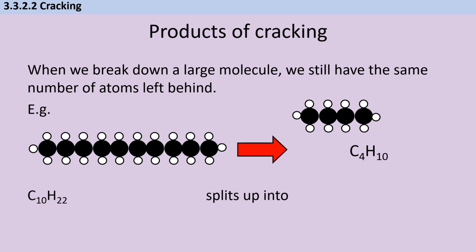Now this is where it starts to get slightly more complicated. So at GCSE we said that we were always going to make an alkane and an alkene. So that's a saturated hydrocarbon and an unsaturated hydrocarbon. But there are some other options.